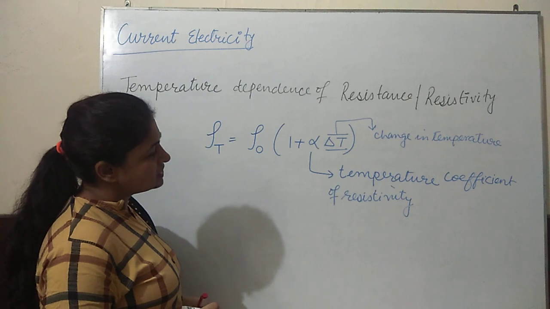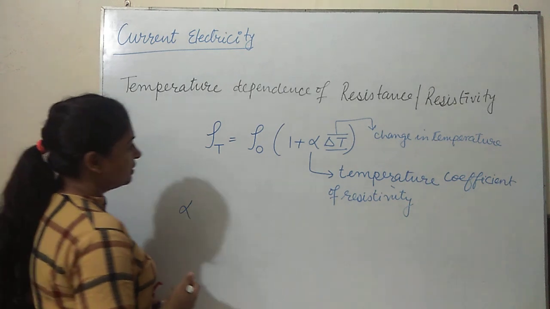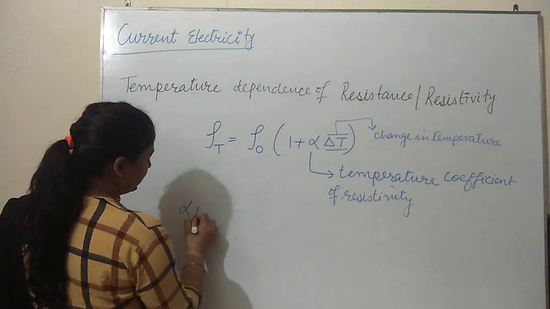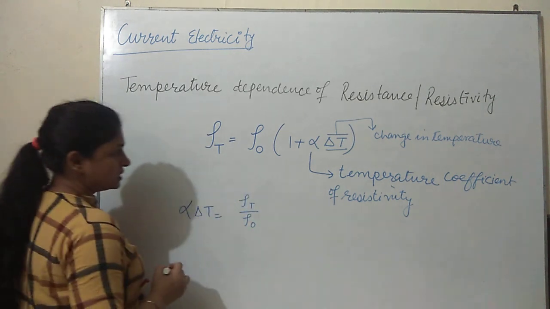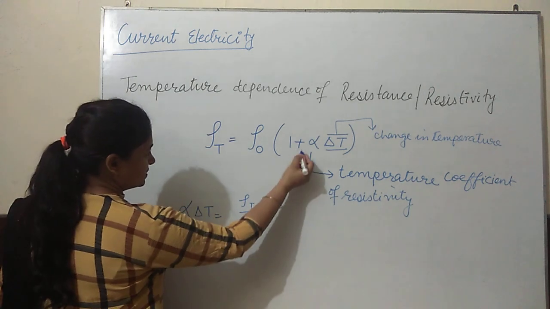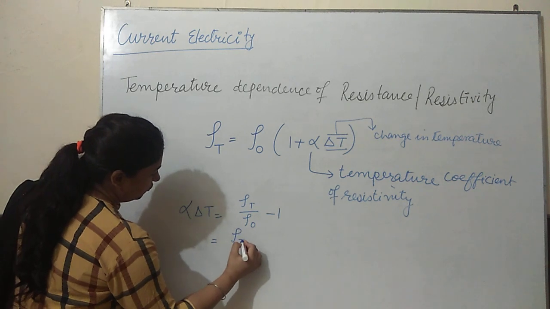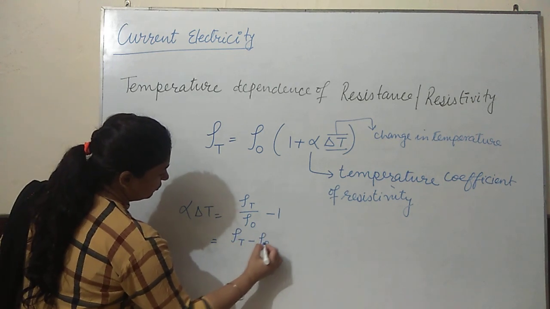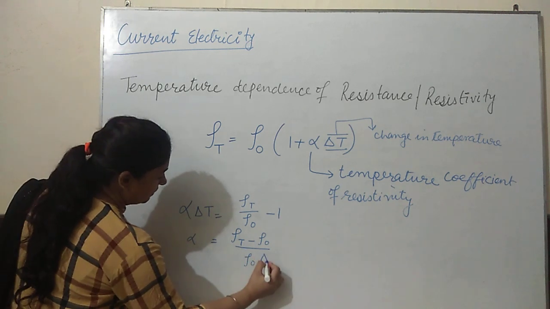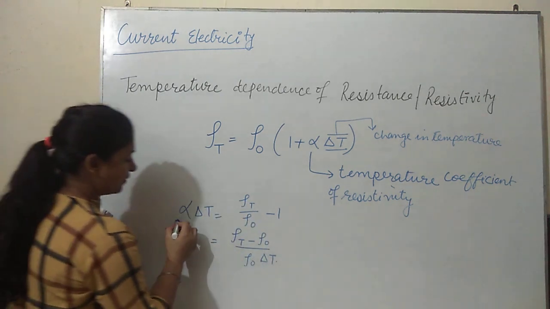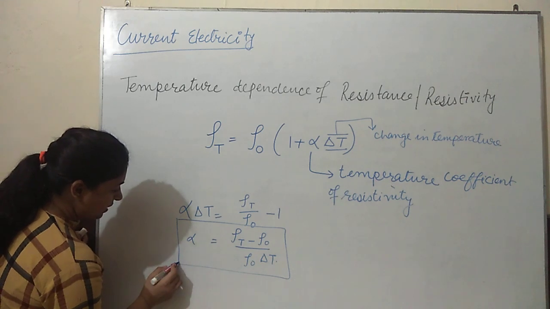So how can we define this temperature coefficient of resistivity, alpha? From this equation, we can write the value of alpha. Alpha delta T can be written as rho T over rho naught minus 1, and this can be written as (rho T minus rho naught) divided by rho naught. So alpha, this delta T will come here. So this is the formula for the temperature coefficient of resistivity, alpha.